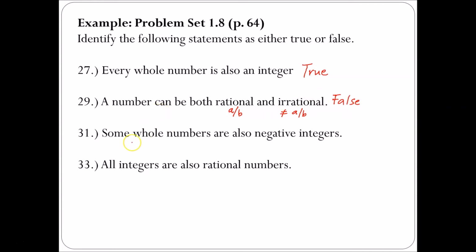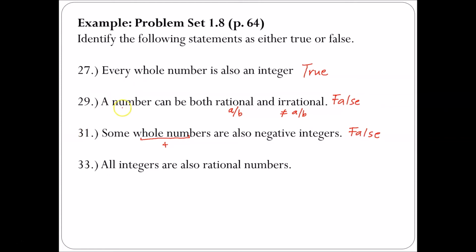Number 31. Some whole numbers are also negative numbers. We already mentioned earlier that whole numbers are only positive integers. Therefore, they cannot be negative integers at the same time. Therefore, statement 31 is false.